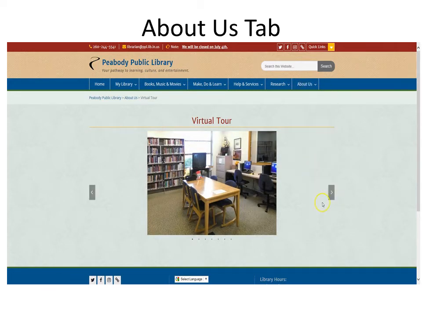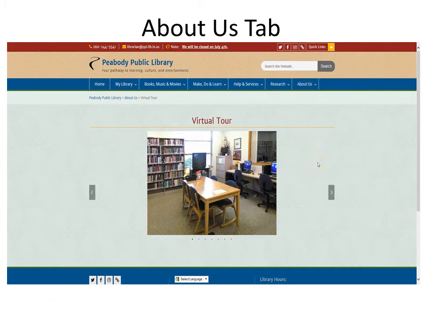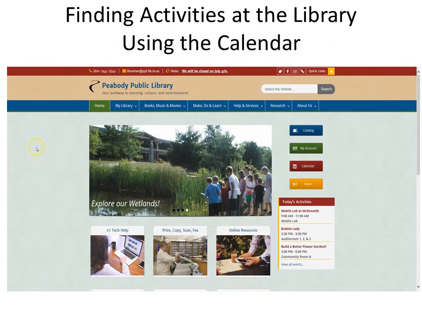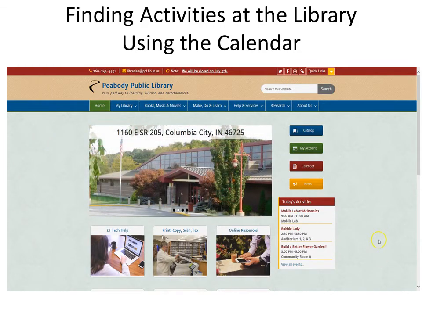So now you know a little bit more about us and how you can find out information. Next, we're going to be talking about being able to find activities here at the library. Okay, so now we're going to talk about the different ways that you can find activities here at the Peabody Public Library. There are different ways that you can do this.